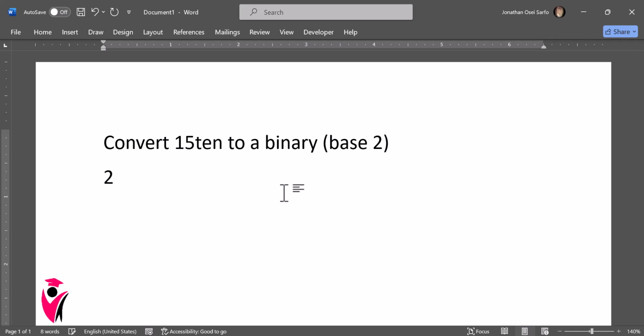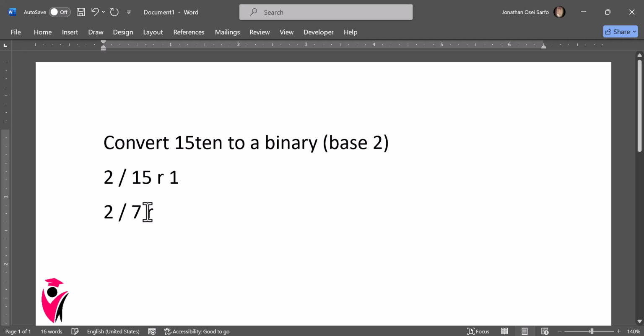So 2 divided into 15. Now 2 goes into 15 how many times? 7. 2 times 7 is 14. 14 from 15, we get 1, remainder 1. So we can further divide because 7 is greater than the base. So 2 divided into 7.